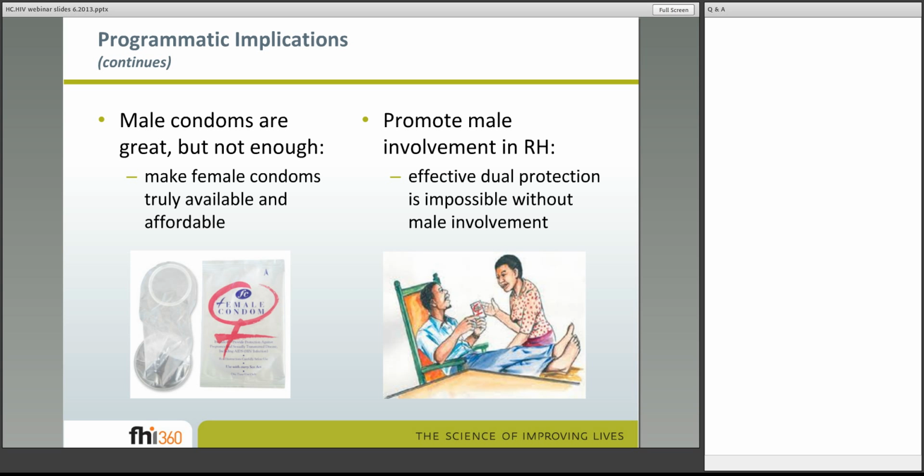And finally, because there is often a big overlap between women's family planning needs and needs for HIV-related services, programs may consider integrating these two as much as possible. So I'll stop here and hopefully we can discuss. Thank you.